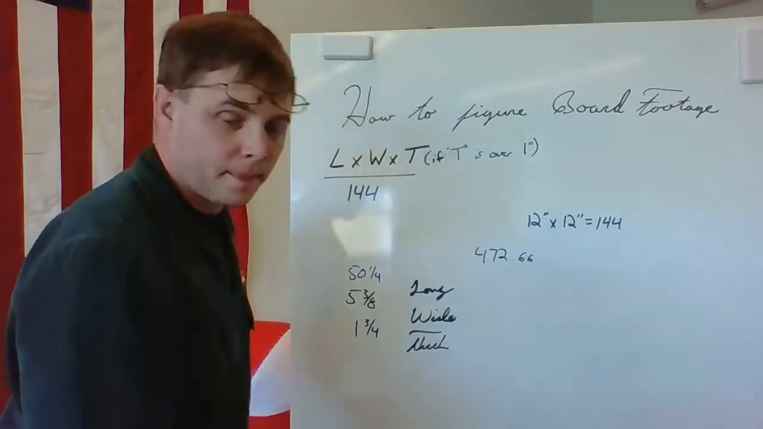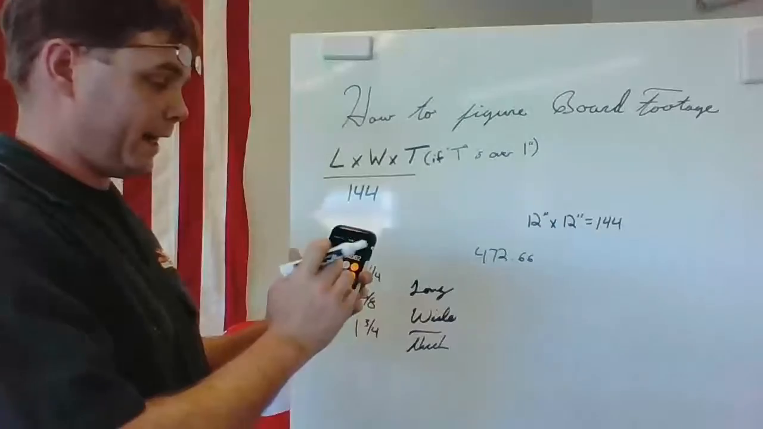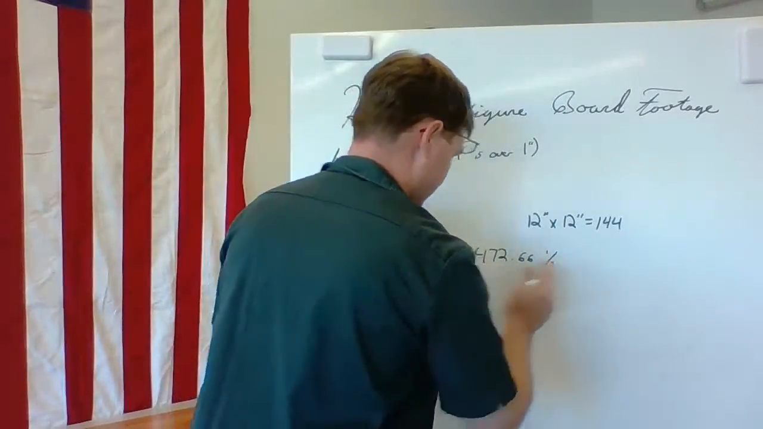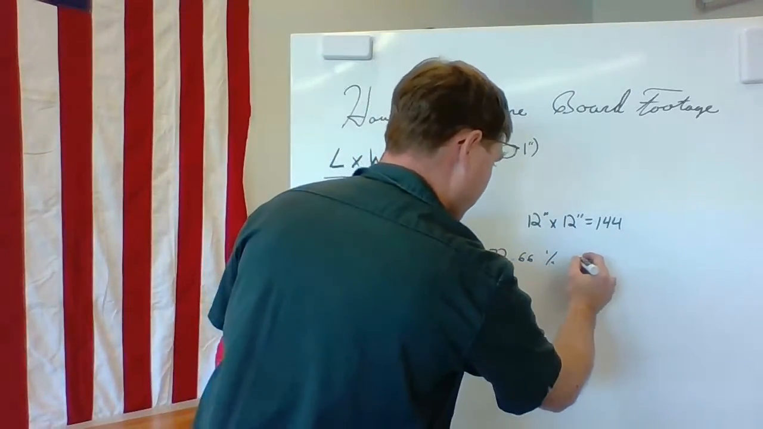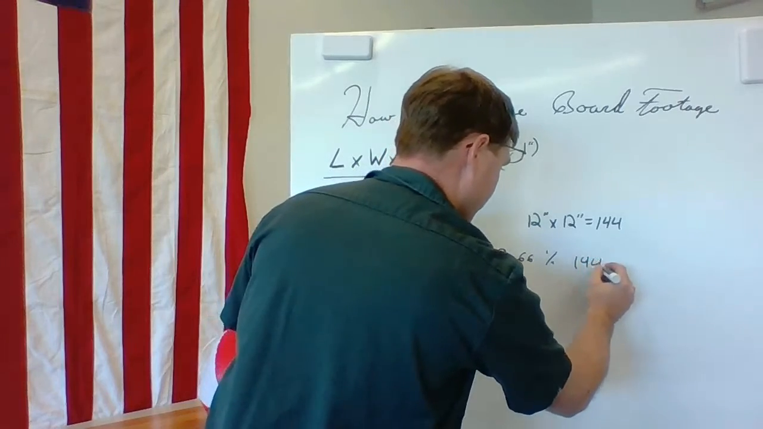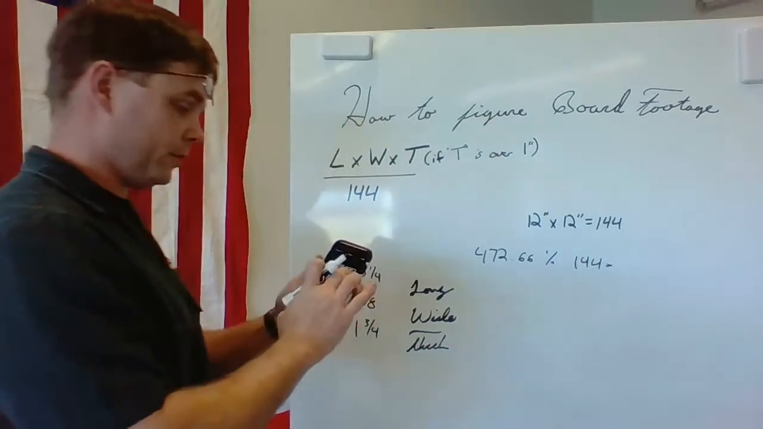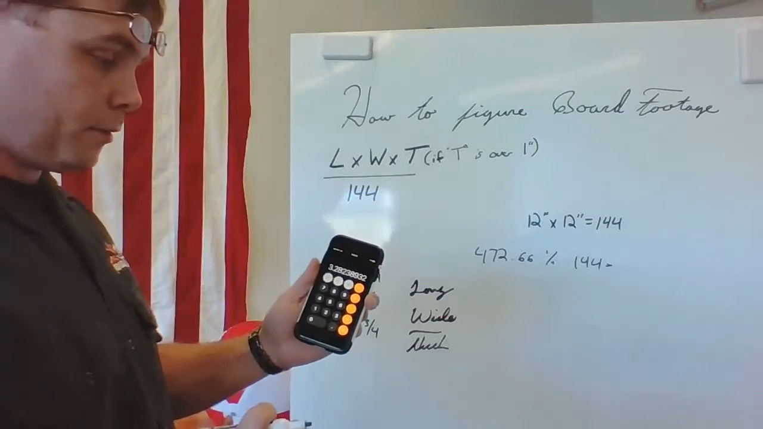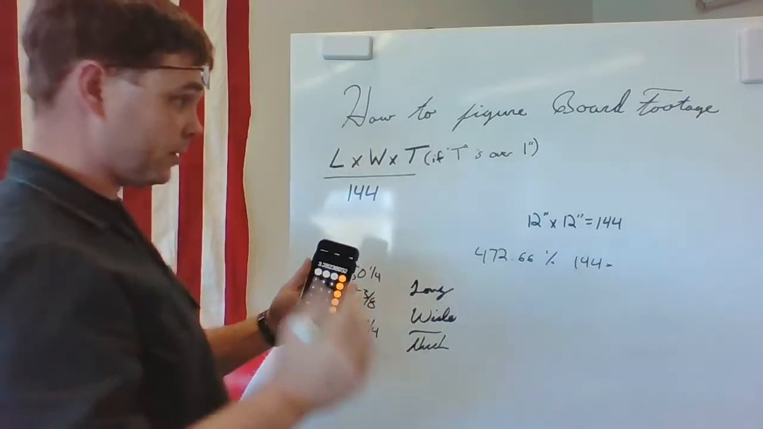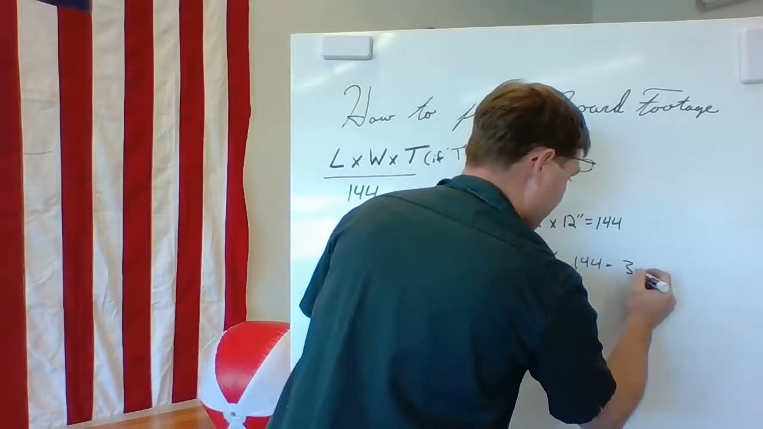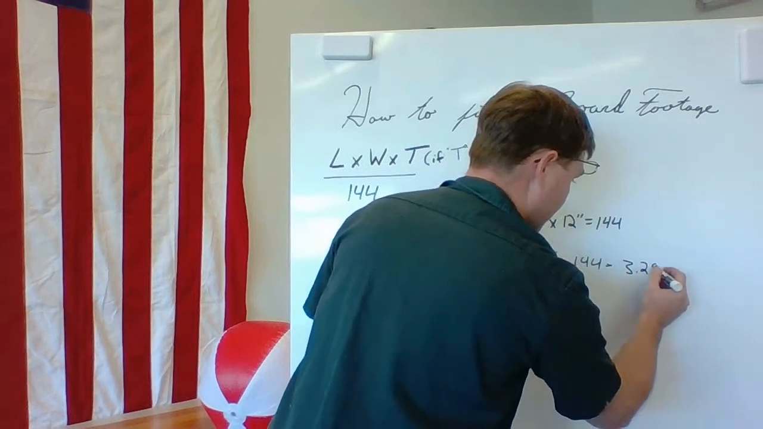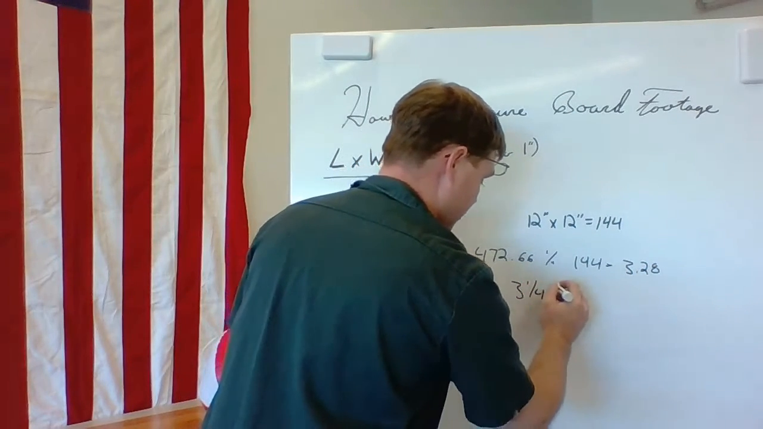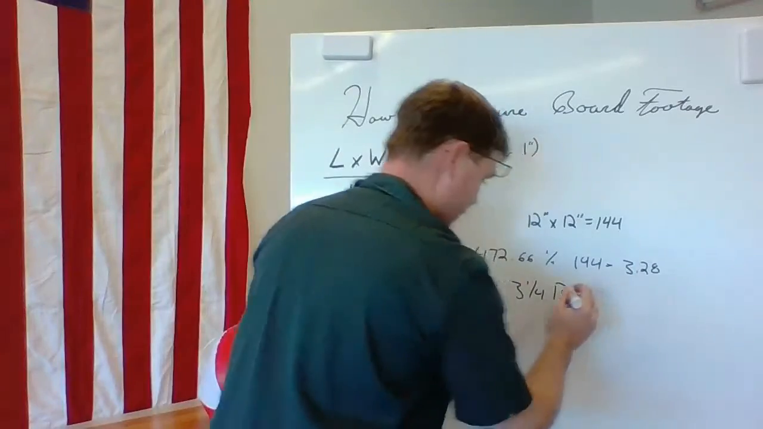All right, so now I'm going to take that and divide it by 144, and that's going to give me my board footage. So I'm going to divide by 144, and it's 3.28. So in the shop, I would say this is 3 1/4 board feet.